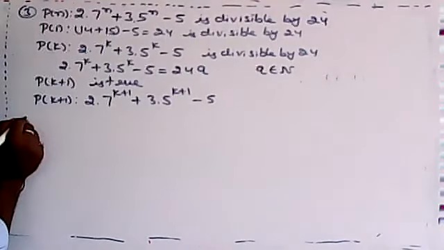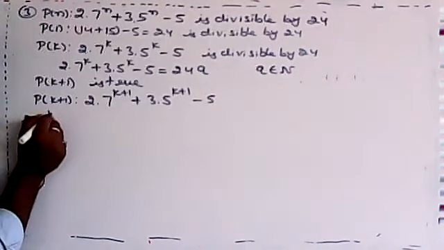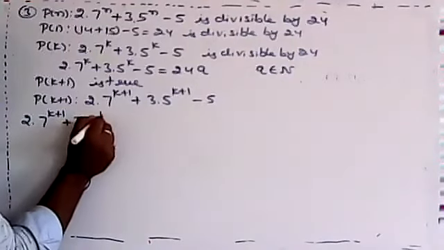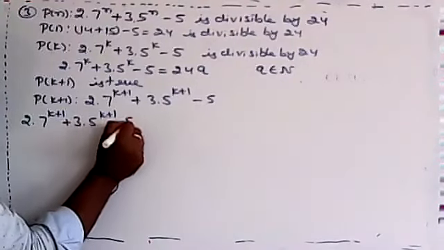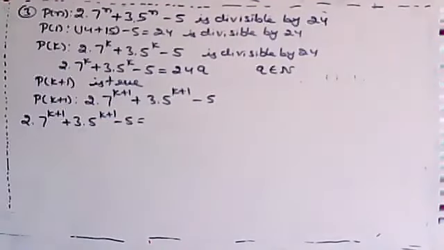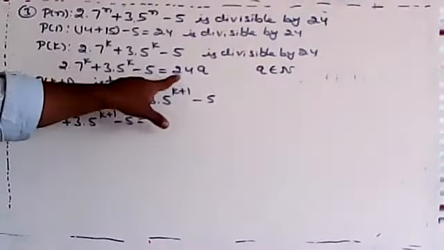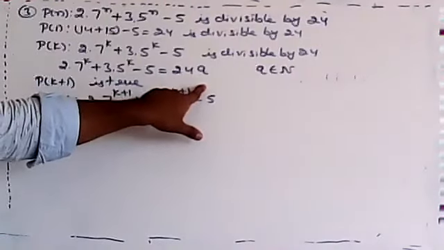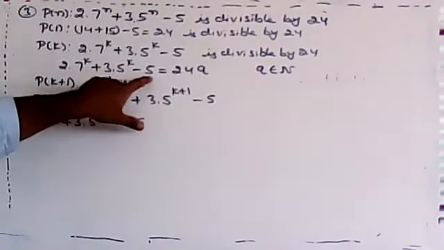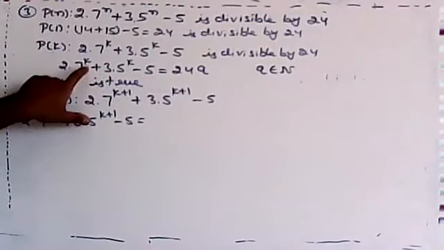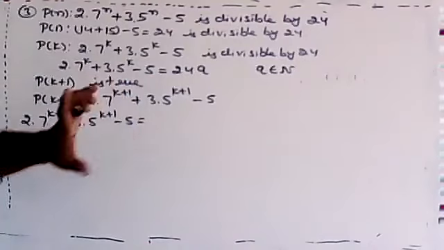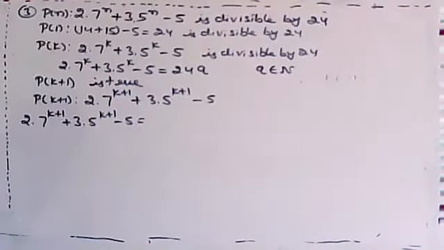Now check this one. Here, this term is there, no? 2 into 7 to the power of K plus 1 plus 3 into 5 to the power of K plus 1 minus 5 is equal to. Okay. See, in this 24Q we want. Correct? 24Q we want. What is here inside? What is 24Q means? 2 into 7 to the power of K plus 3 into 5 to the power of K minus 5 is there. Correct or not? Correct?